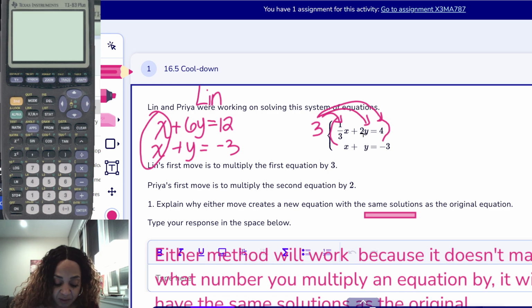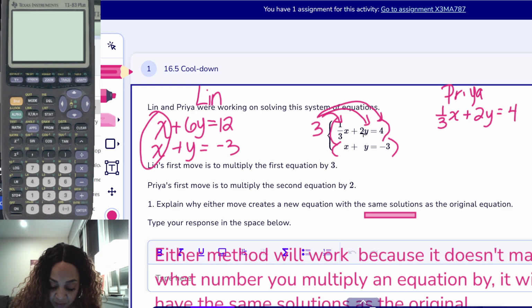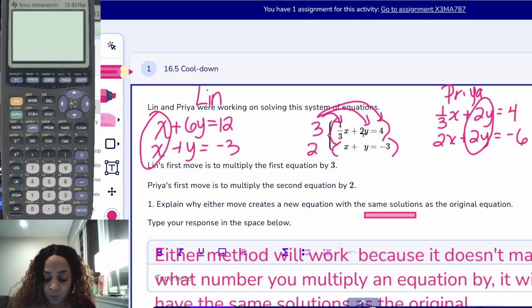Let's look at what would happen under Priya's method. Priya says she's going to leave the first equation alone. So we have 1/3 x plus 2y equals 4. And then her second equation, she's multiplying that by 2. So she's multiplying this equation by 2. Let's see what happens. 2 times x will be 2x. 2 times y would be 2y, and then 2 times negative 3 will be negative 6. So in this case, she is targeting her y's first.